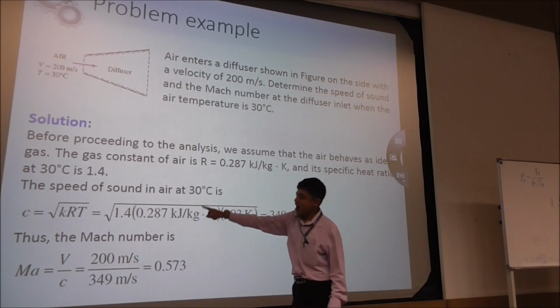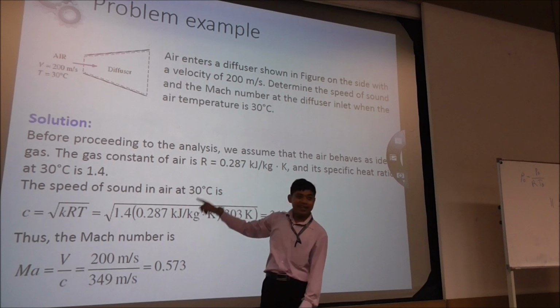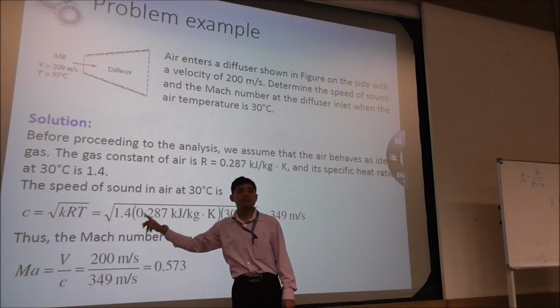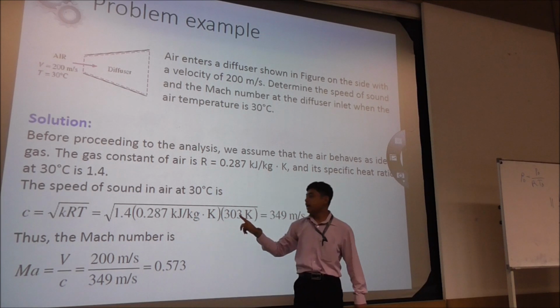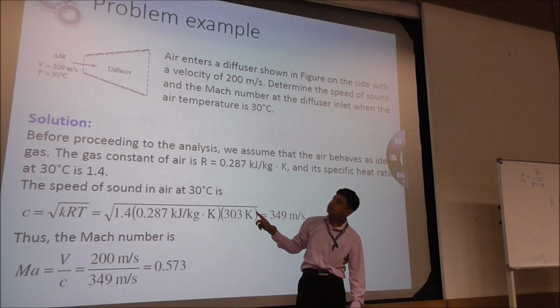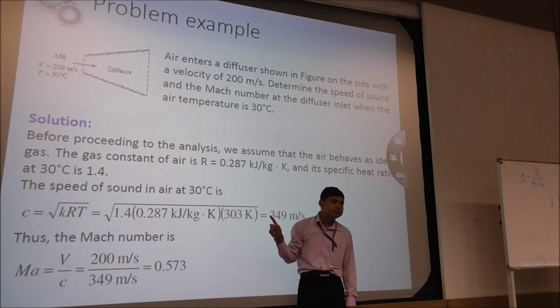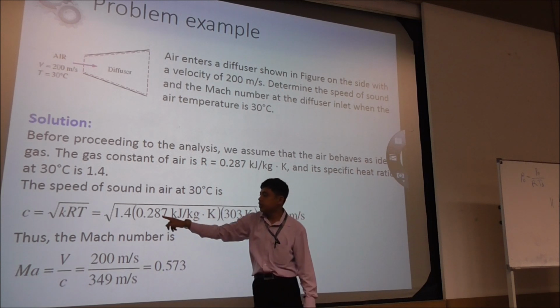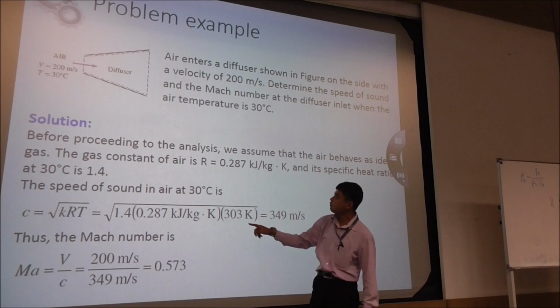In my calculator, it will be giving me 1.4 times 287 times 300 Kelvin. Because of this small k, it means kilo, 1000. So this one will be 287 joule per kilogram per Kelvin.